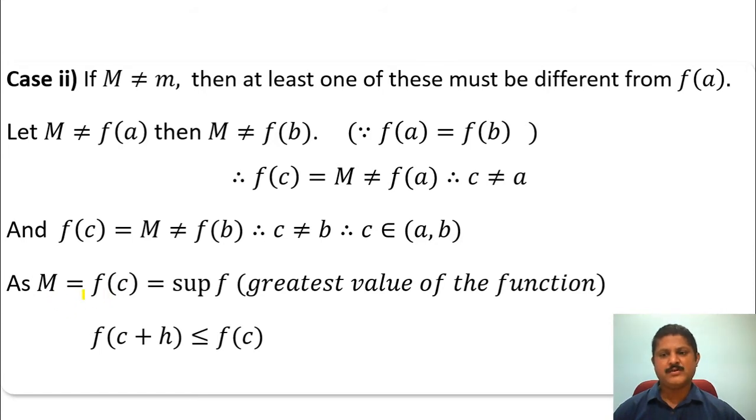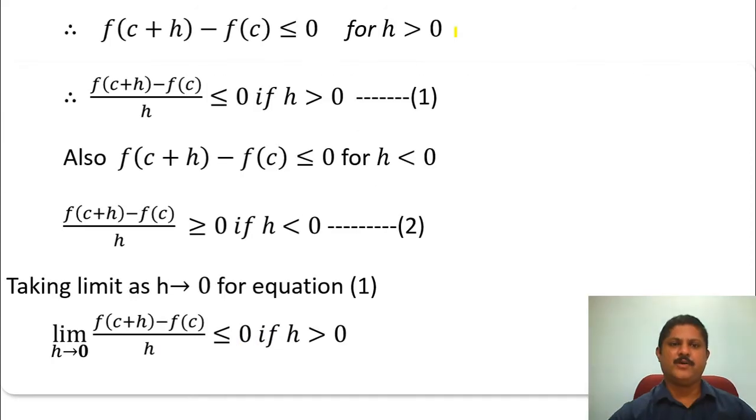Next, as f of c equals the supremum of f, that is the greatest value of the function, we know f of c plus h is less than or equal to f of c. Since f of c plus h minus f of c is less than or equal to 0 for h greater than 0, therefore f of c plus h minus f of c divided by h is less than or equal to 0 if h is greater than 0. Call it equation number 1.